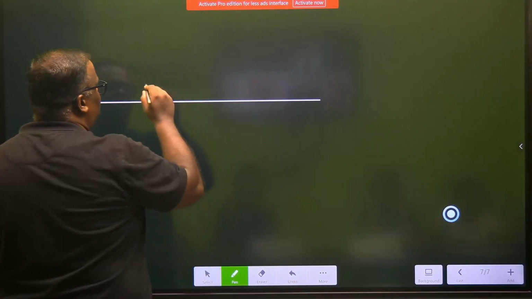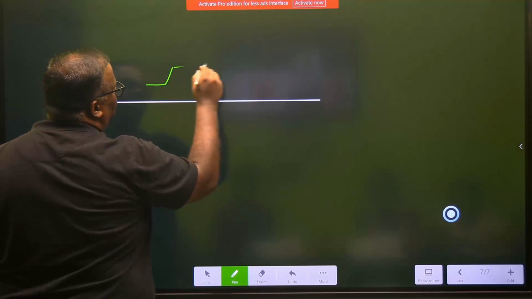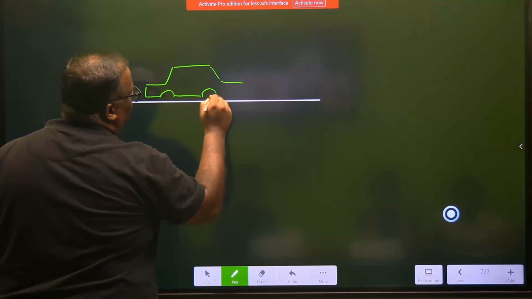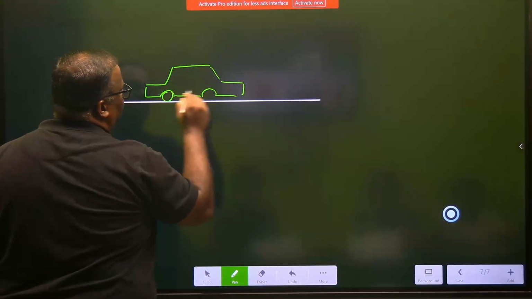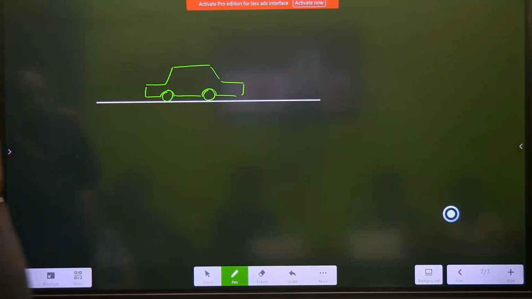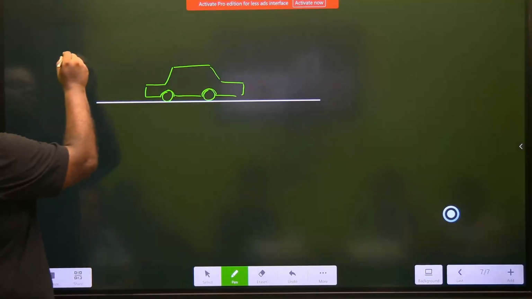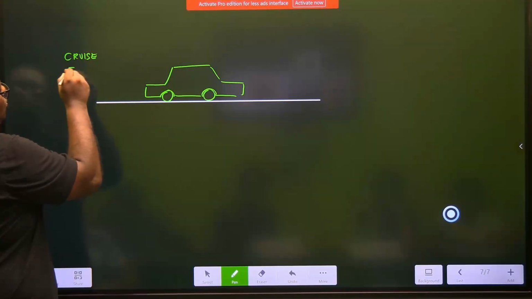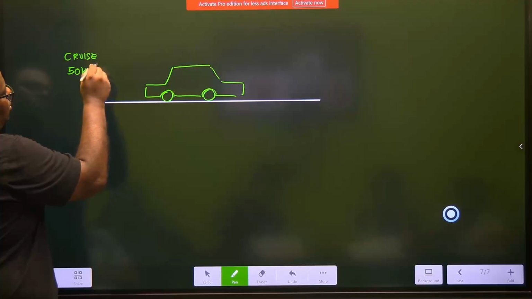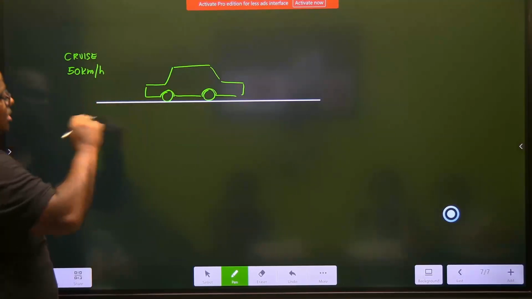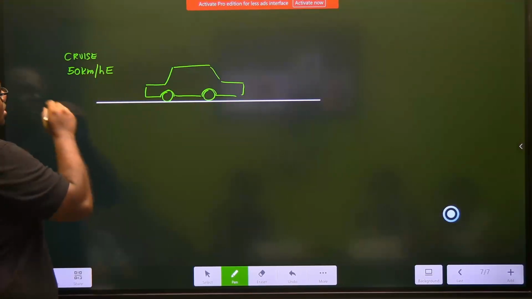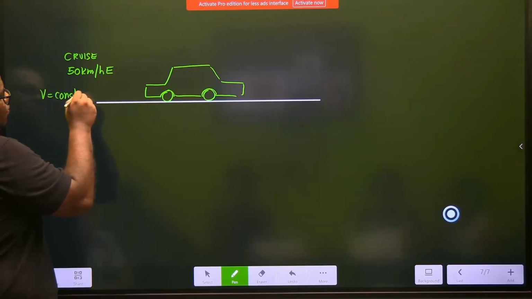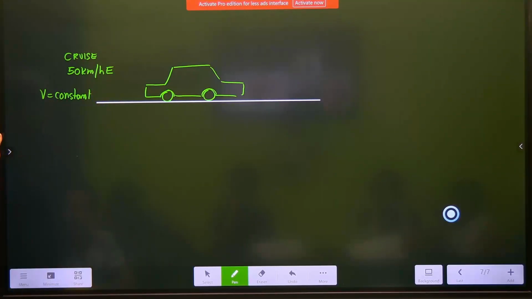Okay, and on this ORR, this is my sedan car which is moving, right? And we are moving with cruise control. Cruise means we are moving at 50 km/h fixed, and we are going east. So is the V constant or not? Tell me. The V is constant. Agreed?